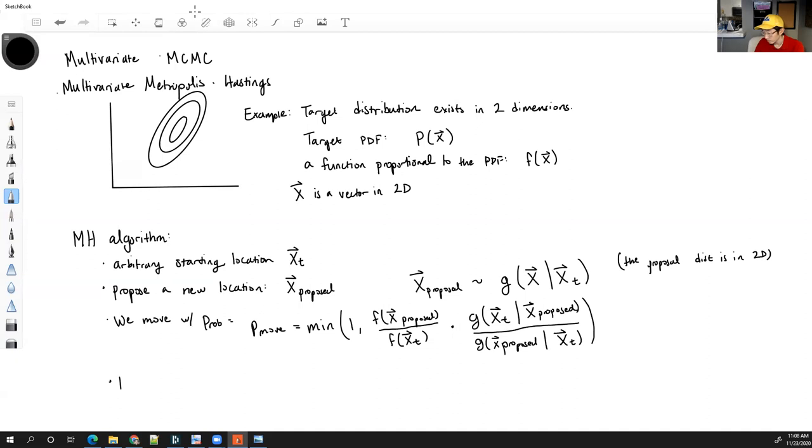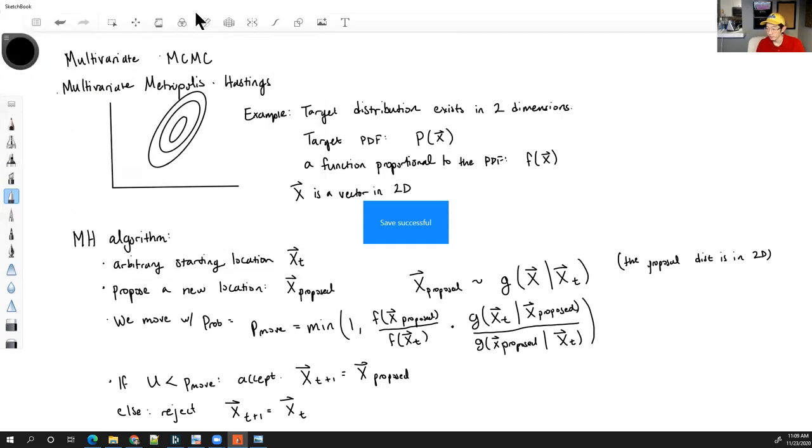And then if U is less than p move, accept, and that means x at time t plus one is going to be equal to x proposed. Else, reject, and x at time t plus one is just xt. So I hope this feels very similar, nothing shocking or surprising here. Then let's talk about what kind of things we can use for proposal distributions.